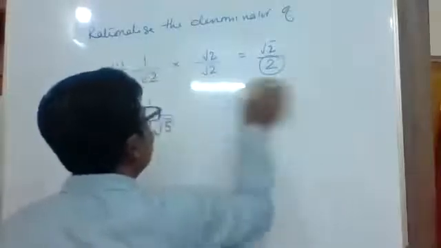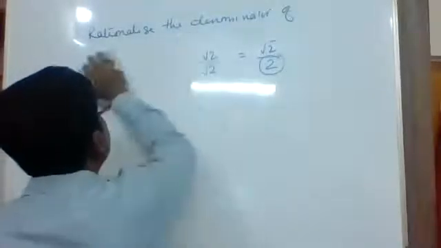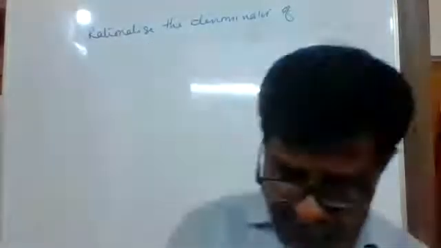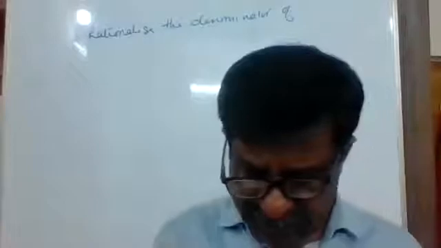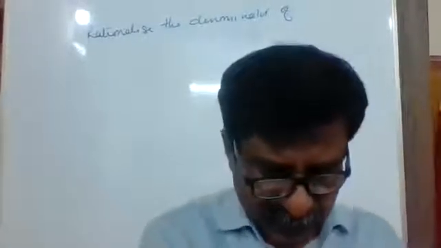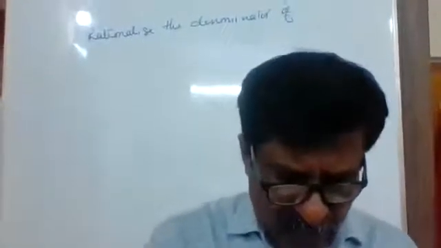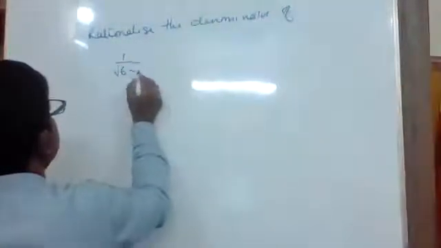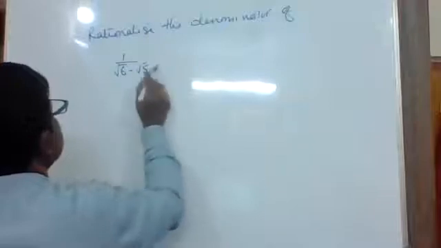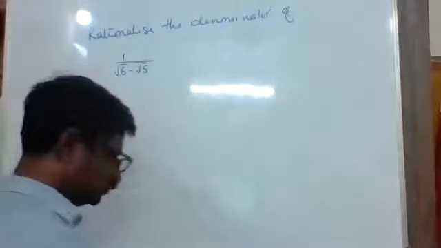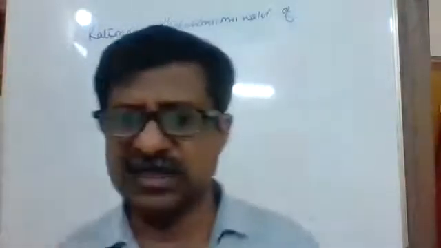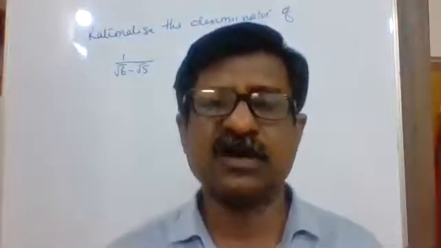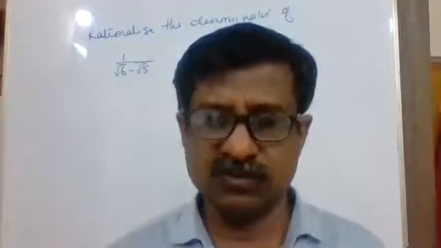Now the next one. This was with monomials. Now I will take certain examples of binomials. If the question is like this, rationalize the denominator of 1 upon root 6 minus root 5. Root 6 minus root 5. This is our aim, to rationalize the denominator of 1 upon root 6 minus root 5.